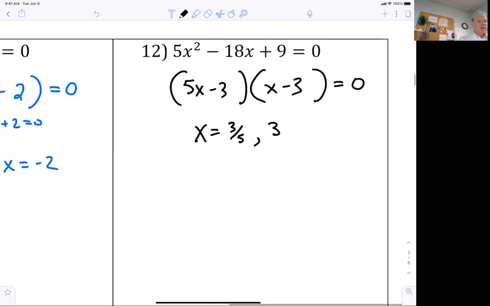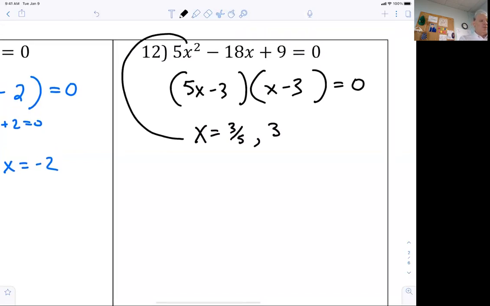All right. Now, once again, if I plug 3/5 in for x, I will get a what as an answer? 0. And if I plug 3 in, I will get a what? 0. I will get a 0. That's how easy it is. Factor, set the factors equal to 0 and solve. Simple as that. All right.